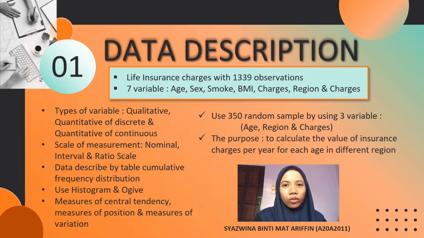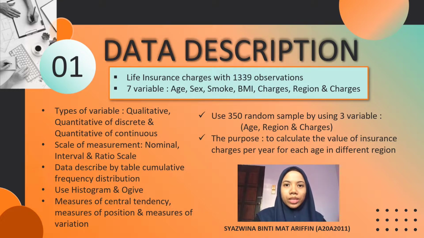There are 2 types of variables: qualitative and quantitative. Sex, smoker, and region are qualitative variables. Age and children are quantitative discrete variables. BMI and charges are quantitative continuous variables. Based on scale of measurement, sex, smoker, and region can be classified as nominal scale, age and children as interval scale, and BMI and charges as ratio scale.